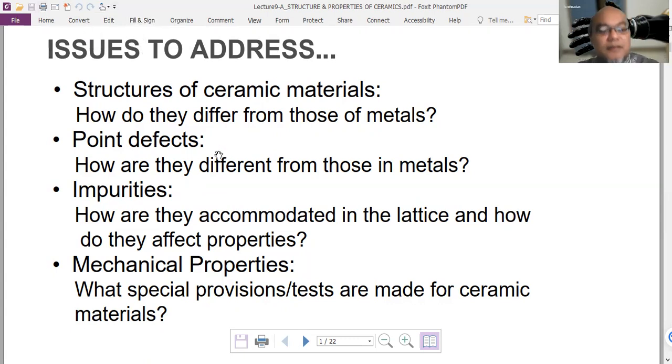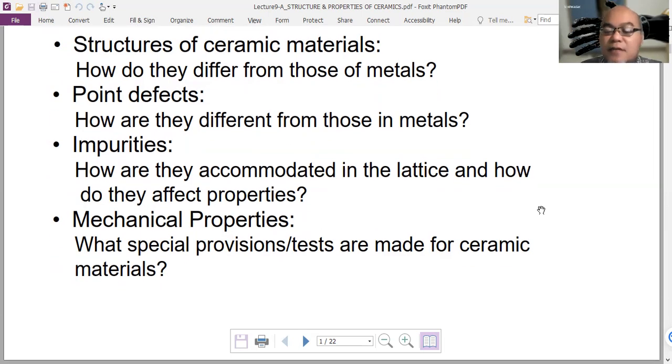So how do the point defects in ceramics differ from those in metals? In terms of impurities, how are they accommodated in the lattice and how do they affect the properties? And in terms of mechanical properties, what special provisions or tests are made for ceramic materials?